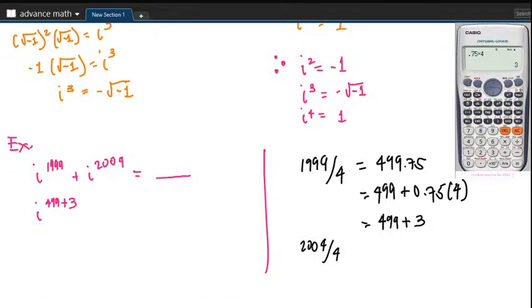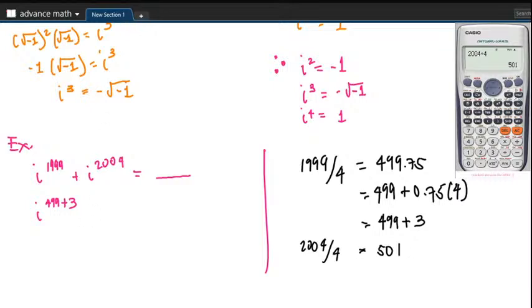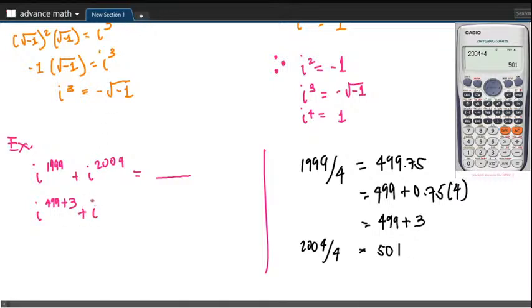Then for the next term, we will also divide that exponent by 4. So we call upon again our calculator. 2004 divided by 4 is equal to 501. So no need for us to multiply the decimal by 4 because it has no decimal places. So we have plus i raised to the power of 501.